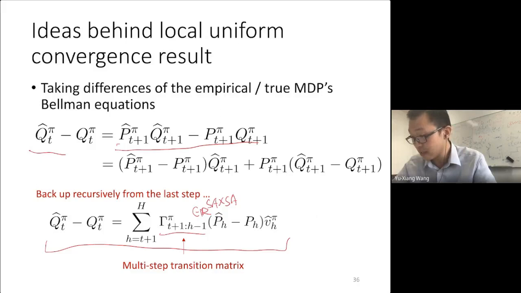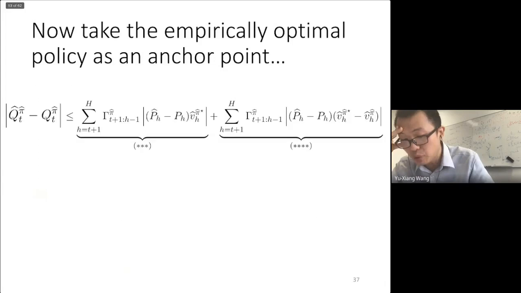With that you can try to bound the absolute value pointwise for every element of this matrix Q hat pi hat minus Q pi hat, where pi hat is any policy that you choose in a data-dependent fashion. By doing that, you can further decompose the error into two terms, and with absolute value, you can bound the two terms separately. Let me give you the intuition.